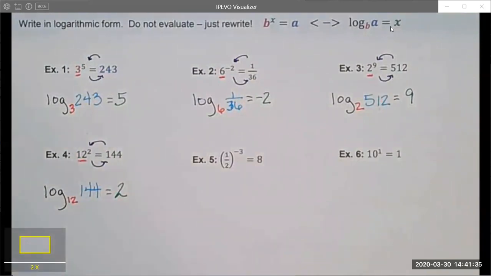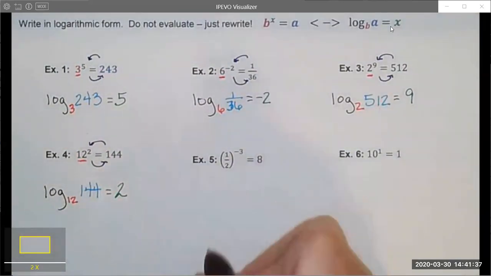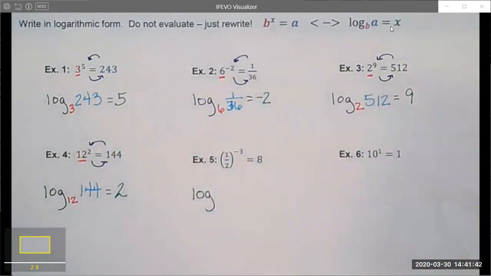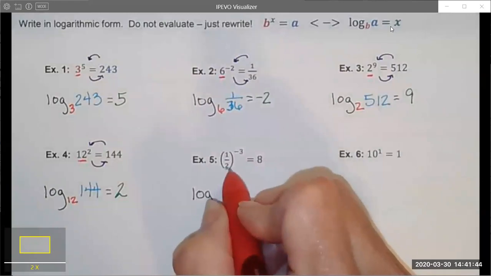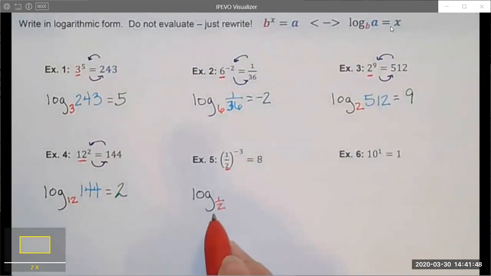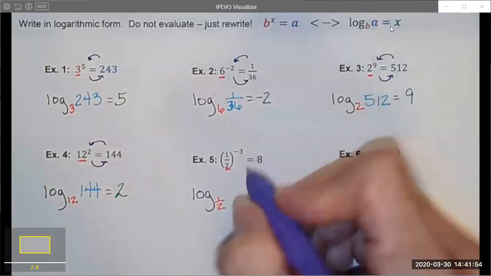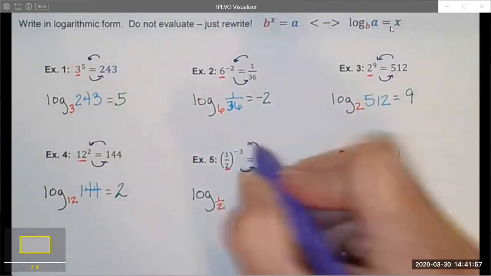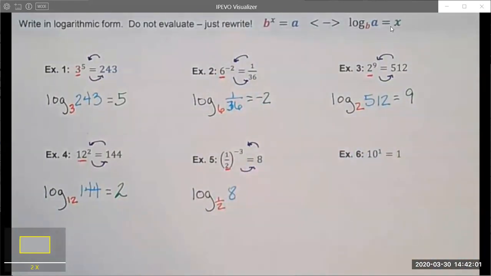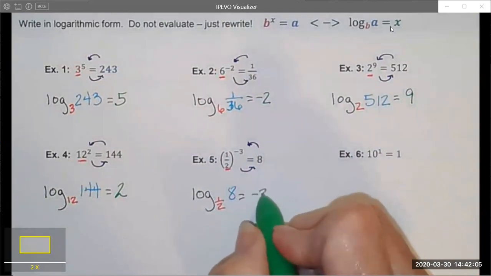Example 3. Don't panic because there's a fraction here. We do the same steps. Log, identify your base. If you feel more comfortable putting log of 0.5, you could do that as well, because this is a friendly fraction. Next thing I'm going to do is roll my log. What I'm equal to becomes my log. My exponent becomes what I'm equal to.